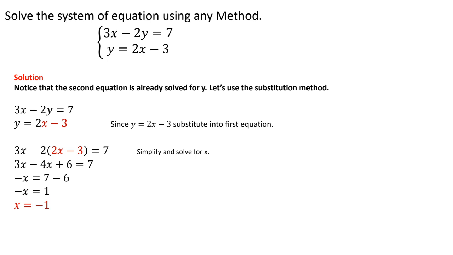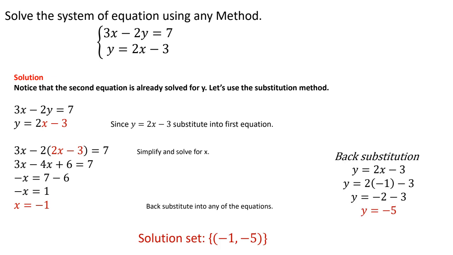Now to get the y value, it's called back substitution. I pick any of the equations. Since I used substitution, it doesn't matter which one I pick. And I'm just going to pick the second one. So for the second one, y equals 2x minus 3, everywhere I see x, I'm going to plug in that negative 1. So 2 times negative 1 is negative 2. Negative 2 plus negative 3 is a negative 5. So my solution set here is negative 1, negative 5.